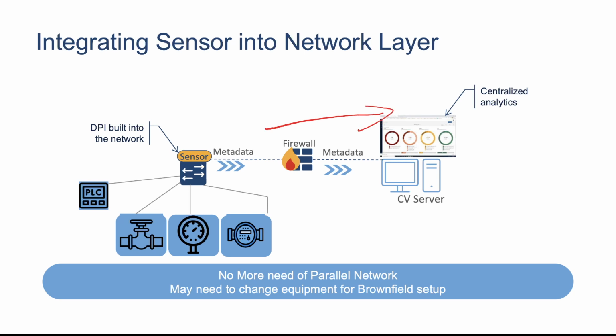Here the central analytics is done, so there is no more need for a parallel setup, because metadata consumes extremely low bandwidth, a few kbps. In this scenario, it may require changing a couple of pieces of equipment in a brownfield setup, but if it is a greenfield setup, it becomes really easy to deploy and scale up.